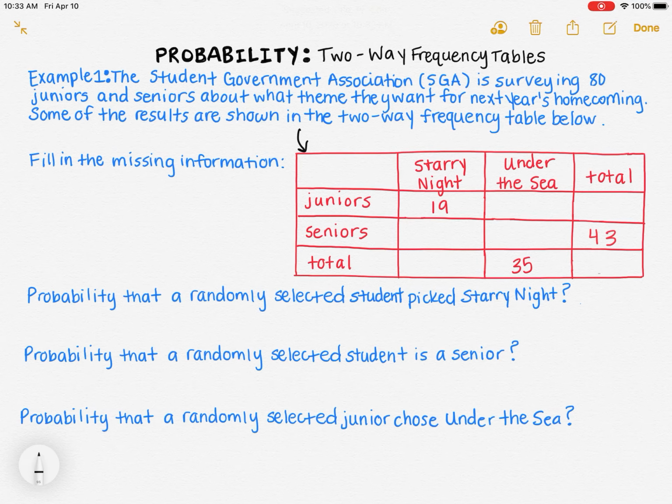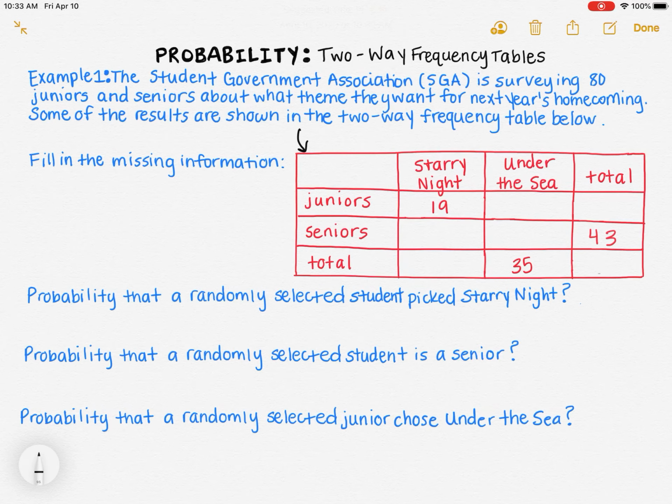In this first example, and I'm going to do a second example on a different page, we're talking about the Student Government Association, which we can call SGA for short. SGA is surveying 80 juniors and seniors about what theme they want for next year's homecoming. Some of the results are shown in the table below. We've been given some of the information, but we need to fill in the rest.